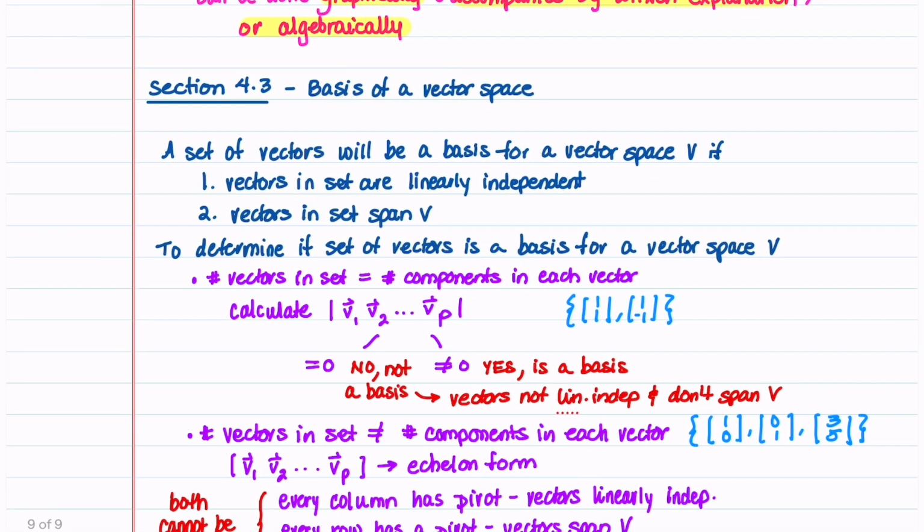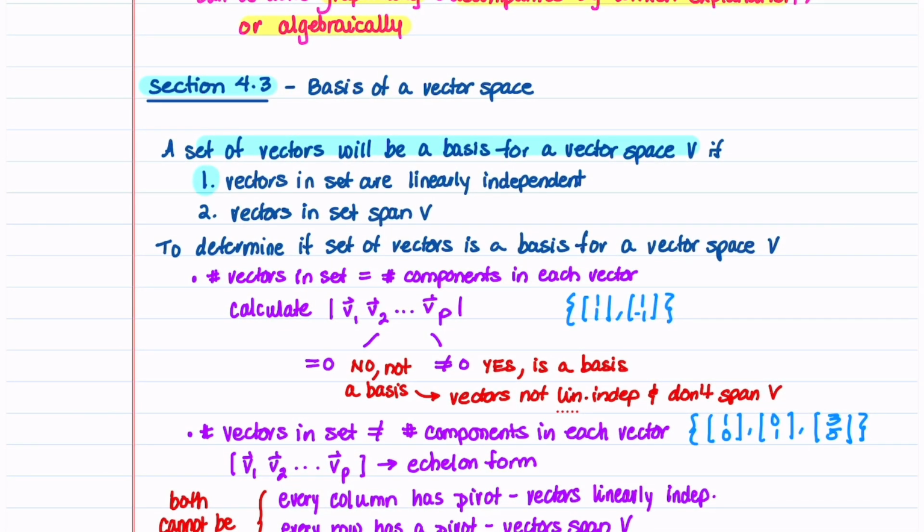Okay, we're now at the last section that's going to be covered on our midterm. That's section 4.3, and it's on the basis of a vector space. So a set of vectors will be a basis for a vector space V if two conditions hold. The first condition is that the vectors in the set have to be linearly independent, and the second condition is that the vectors in the set have to span V. In class, we talked about what that means and also talked about that in the videos.